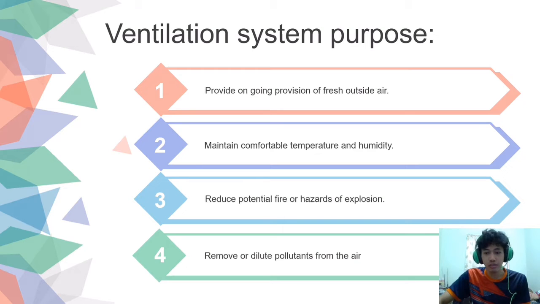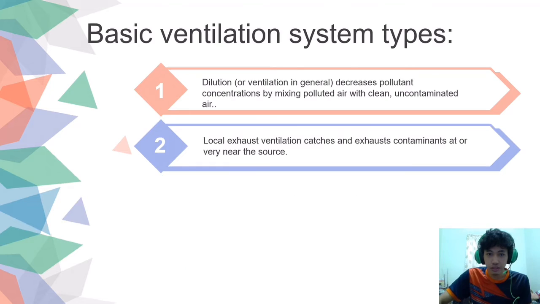Okay, so the next part is basic ventilation system types. Here there are two. First, dilution: decrease pollutant concentration by mixing polluted air with clean uncontaminated air. And second is local exhaust ventilation: catch and exhaust contaminants at or very near the source.